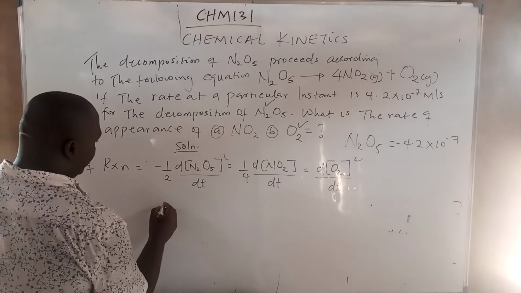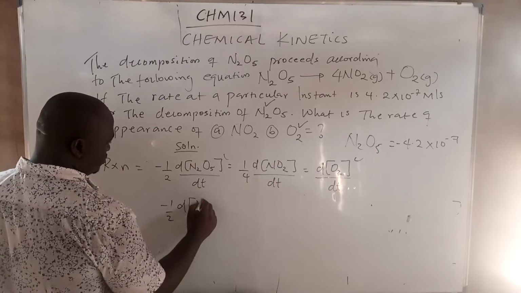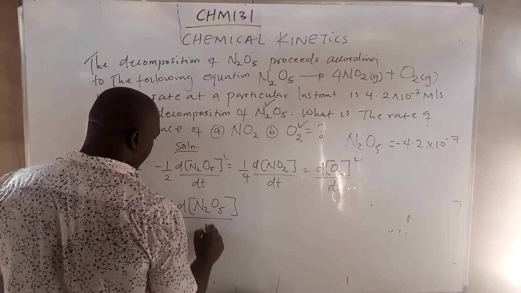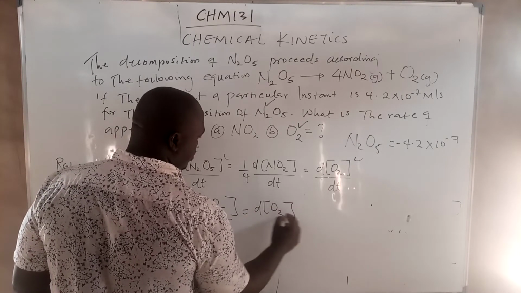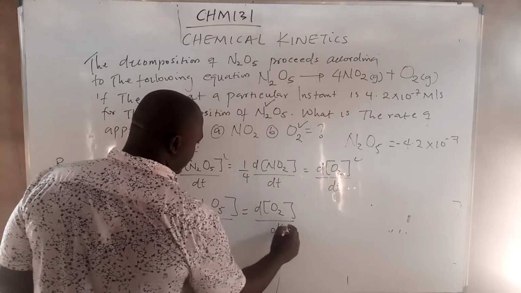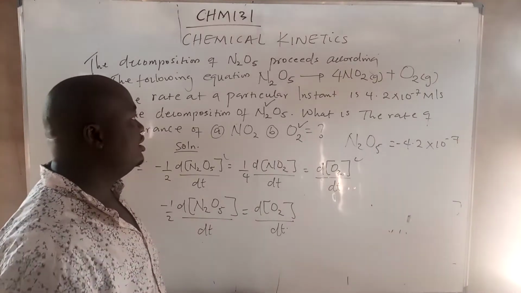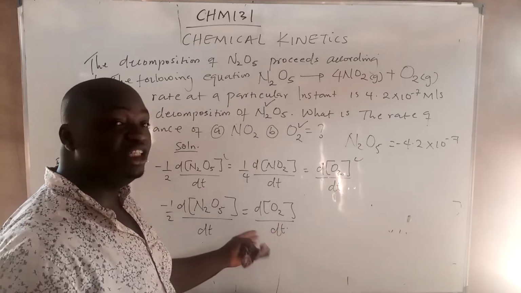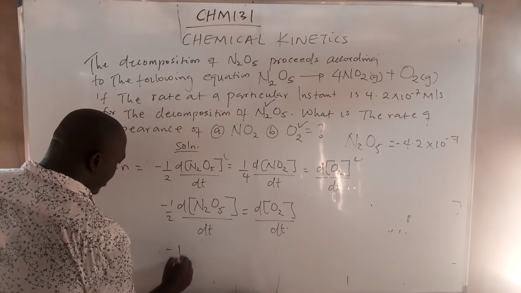So from here you have minus 1/2 N2O5 all over the T is equal to the O2 all over the T. Now from here you can see that there's not even any coefficient. Therefore, the O2 all over the T is already the subject of the formula. So all I need to do, I'll just insert the values. This is minus 1/2.